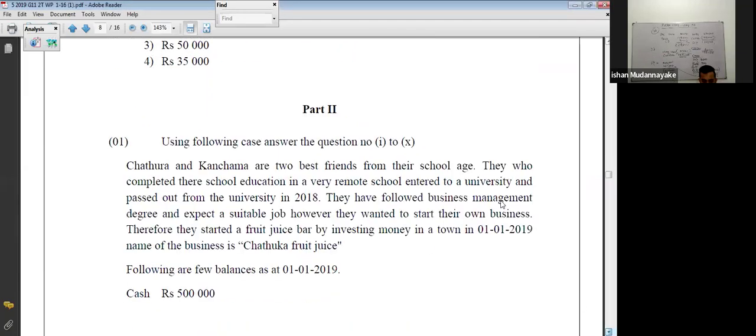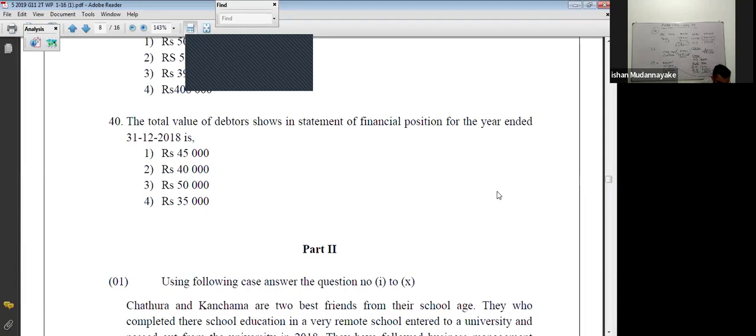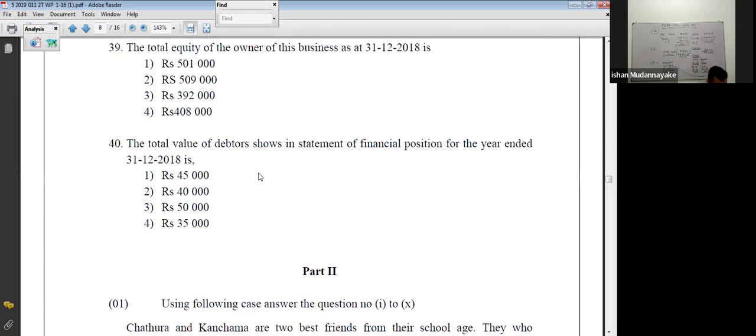Sanjali, is there any doubt? Right. Question 40. Look at the question 40. The total value of debtors shown in the statement of financial position for the year ended. What's the answer for question 40? I got one answer. Yes, Akshaya correct. Amisha correct.